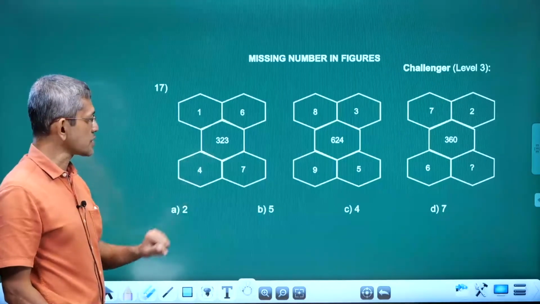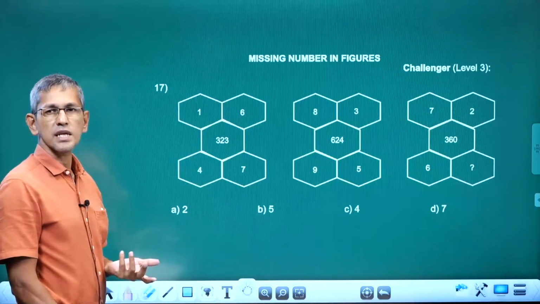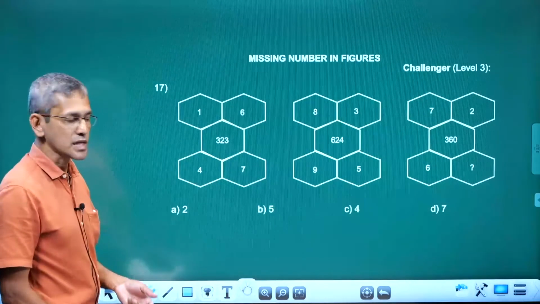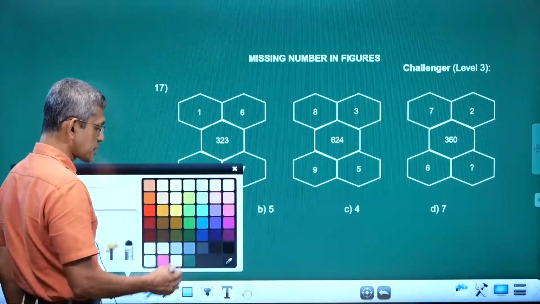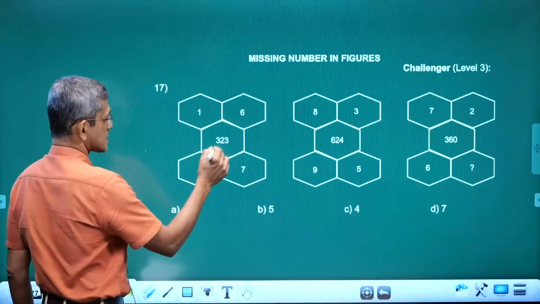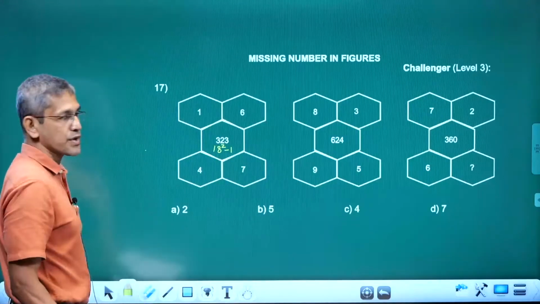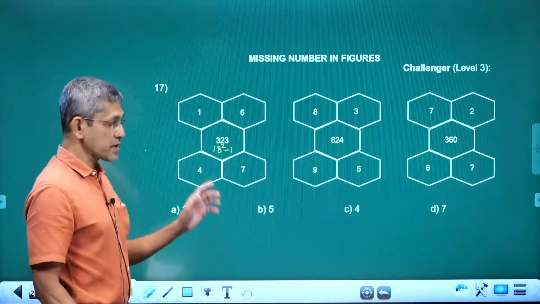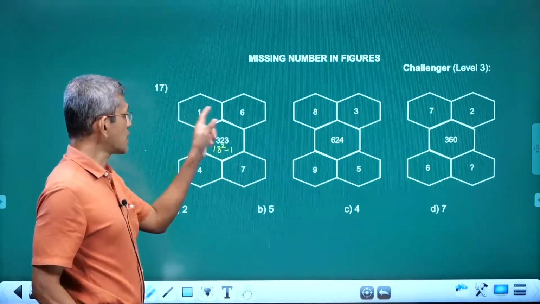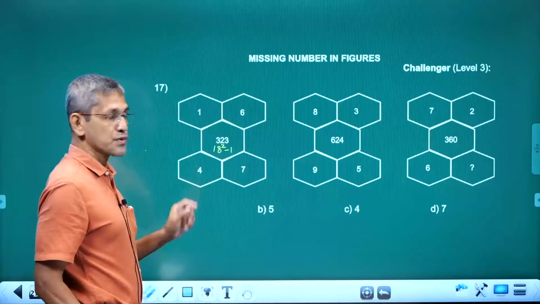So this is 323. 323 and 18, is there a connection? Definitely, there is a connection. What is the connection? I'm pretty sure you know that. 18 square minus 1, that is 323. So what does that 18 square come from? Where does that 18 come from? 18 comes from 1 plus 6 plus 7 plus 4.